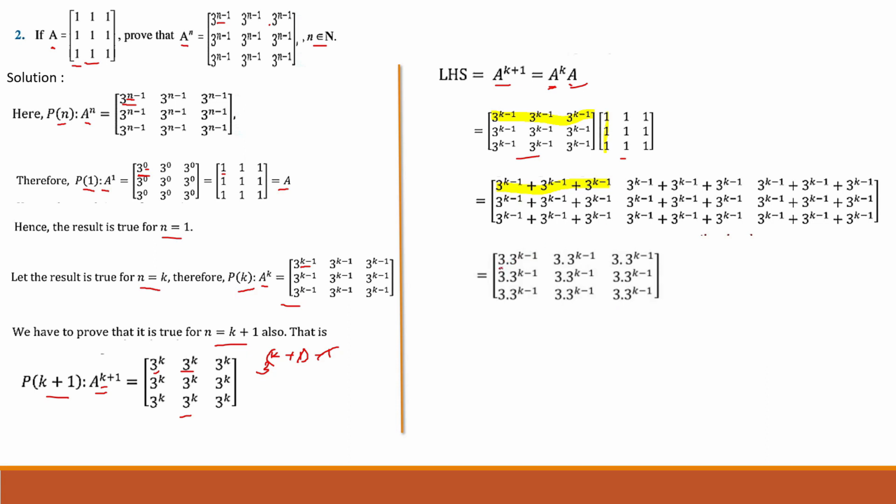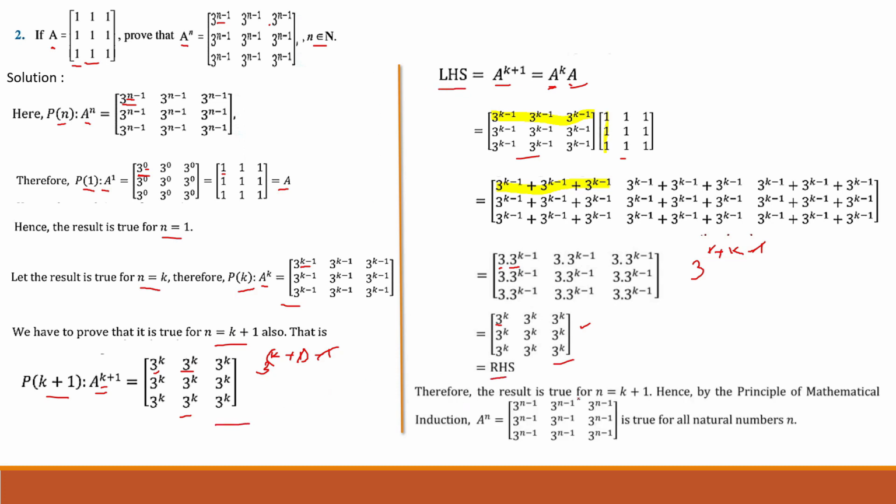This will be 3 times 3 raised to k minus 1. बेस सेम है, so we'll add the powers, which is 1 plus k minus 1. 1 1 cancel. It becomes 3 raised to k. That will be for all the elements of this matrix. So this matrix is equals to RHS का matrix. That means LHS is equals to RHS. So therefore we can say that the result is true for n is equals to k plus 1. Hence, by principle of mathematical induction, A raised to n is equals to this matrix is true for all natural numbers. You can pause the video to note this down.